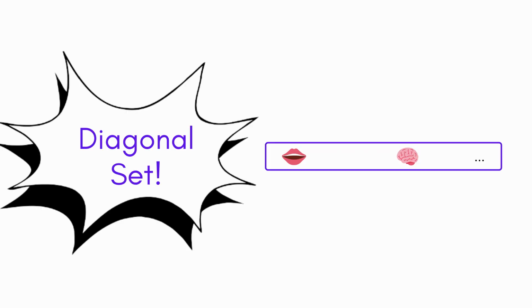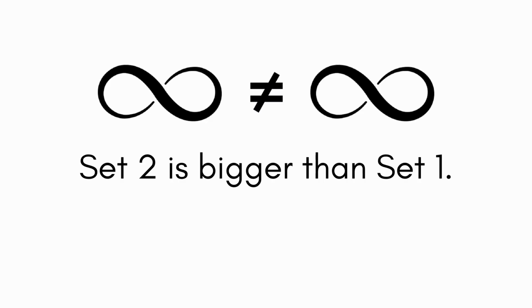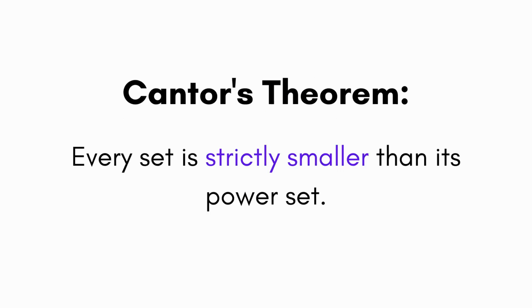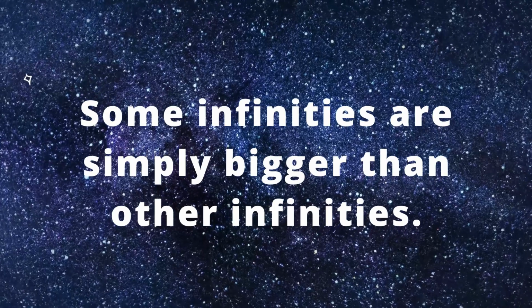We've found it. The diagonal set is the unpaired element we were looking for, which means that even though set 1 and set 2 are infinite, by the concept of cardinality, set 2 is bigger than set 1. This is the central idea behind Cantor's theorem, which showed that every set is always smaller than its power set. This one trick revolutionized what mathematicians thought they knew about infinity. Even between two sets that are infinitely large, one infinity is simply bigger than the other infinity. Touché, Hazel Grace.